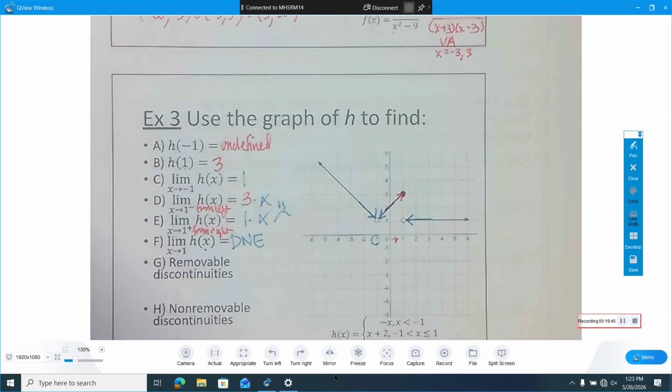Removable discontinuities. Well, we haven't really talked about which ones are removable, have we? Was it on that slide? Oh, it was on that slide? Oh, I didn't read it, did I? I didn't read the second part of that out loud.